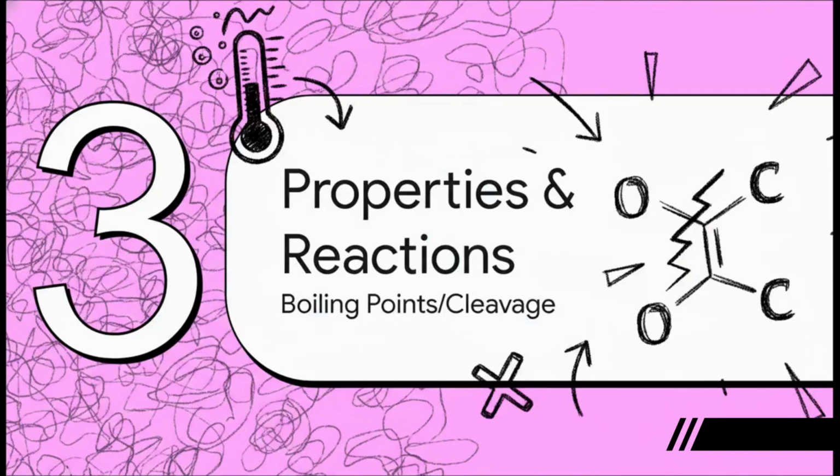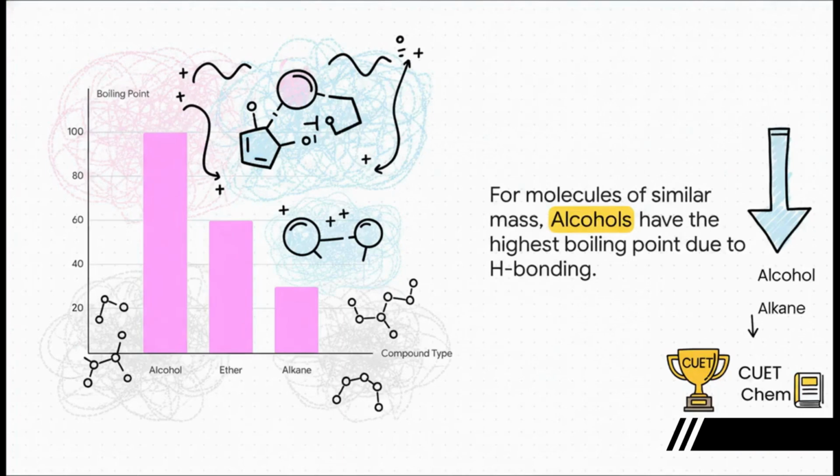All right, so we've covered making them. Now let's switch gears and talk about their properties. We're going to zoom in on two really high-yield areas. First, how their boiling points stack up against other compounds, and second, the one major chemical reaction they actually do, which is cleavage. This comparison is a classic exam question, so let's break it down.